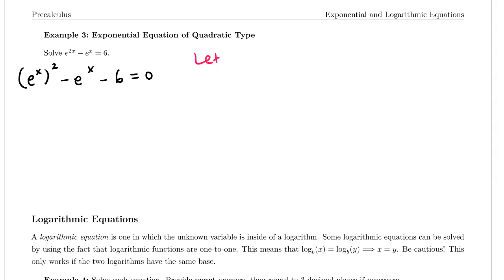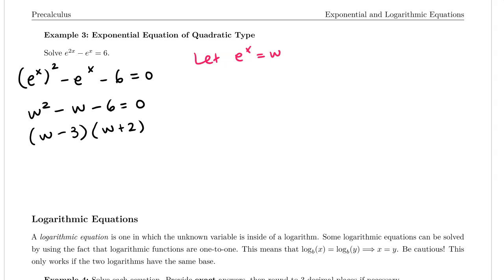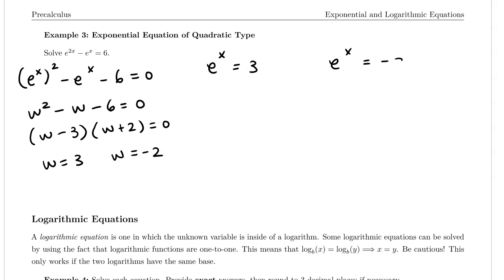And once again, I'm going to say let e to the x equal w. So our new equation becomes w squared minus w minus 6 equals 0. I'm going to factor this now into w minus 3 times w plus 2 is equal to 0. From here, using the zero product principle, we'll get w equals 3 and w equals negative 2. If we substitute back in for our original variable, we're getting e to the x is equal to 3 and e to the x is equal to negative 2.